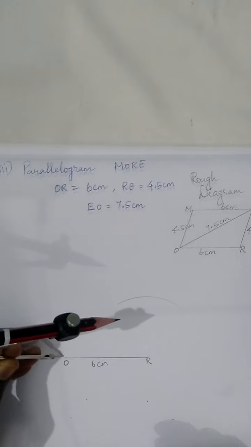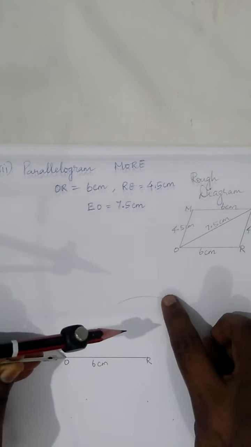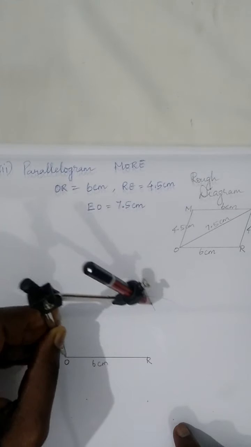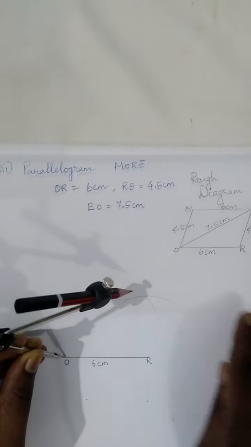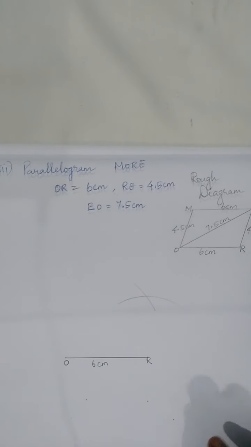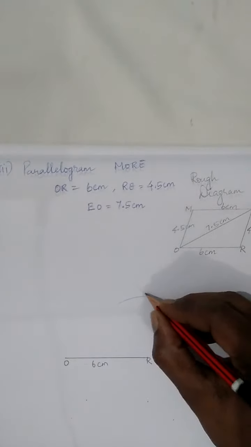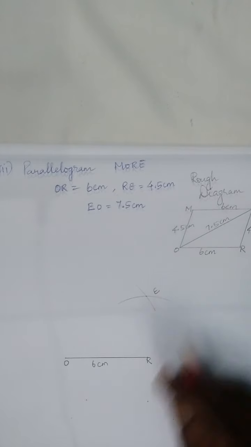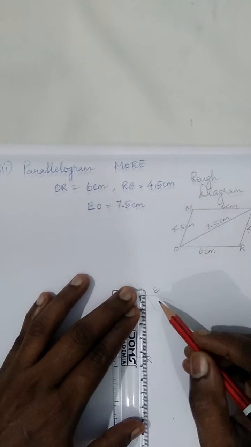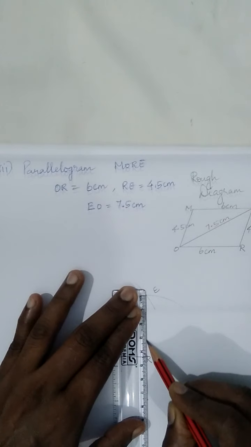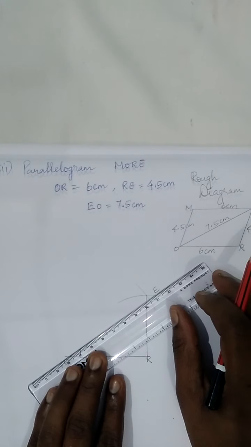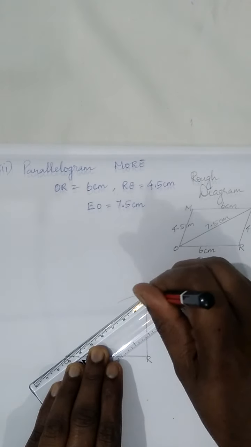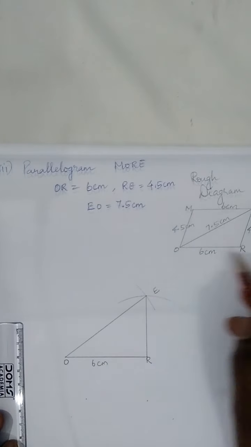So from O, because OE we are going to construct the next vertex E only, from O you make an arc. The arc has to intersect the previous arc. So OE is 7.5 centimeter. Now you received an intersecting point and name this point E. Then join E and R, likewise join EO. So now we received the triangle ORE.